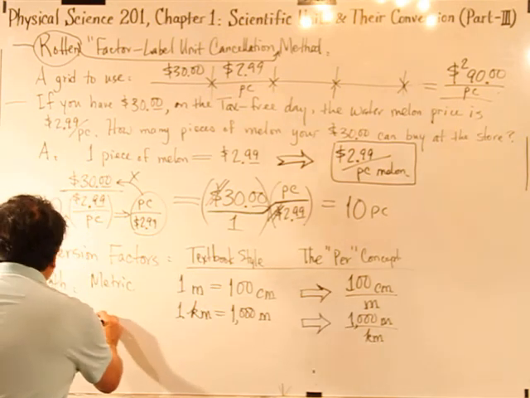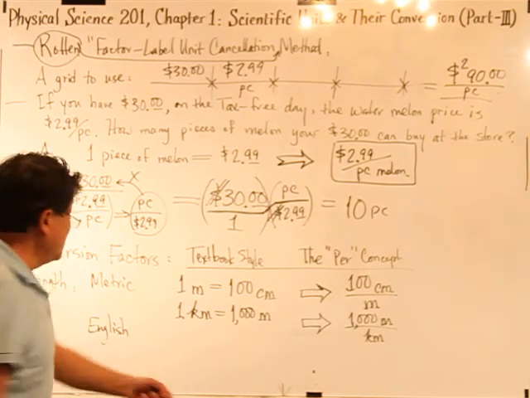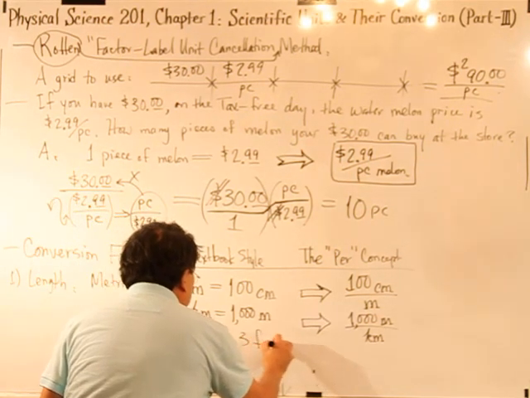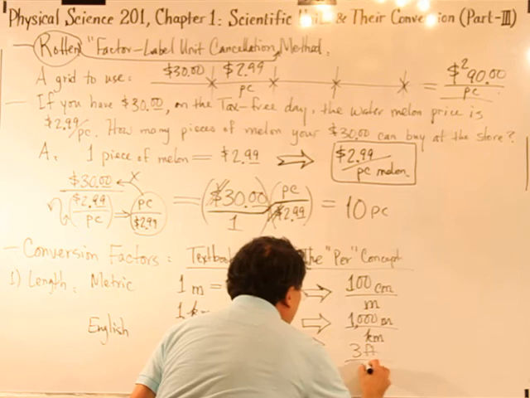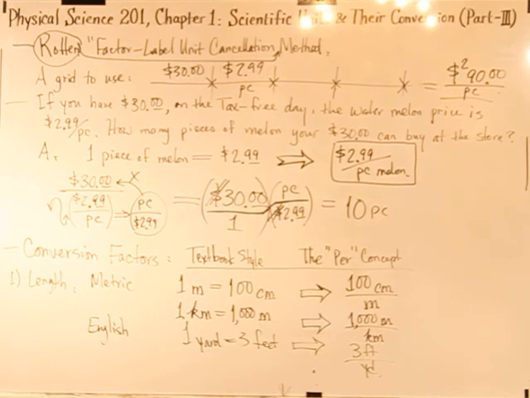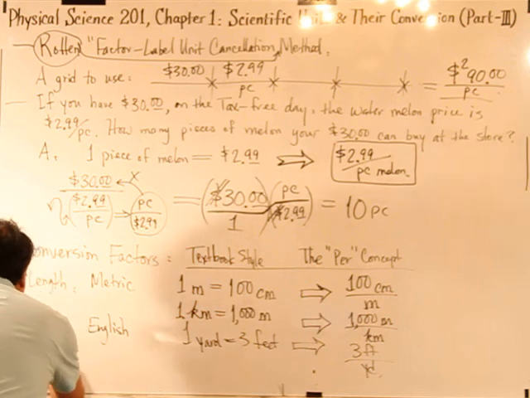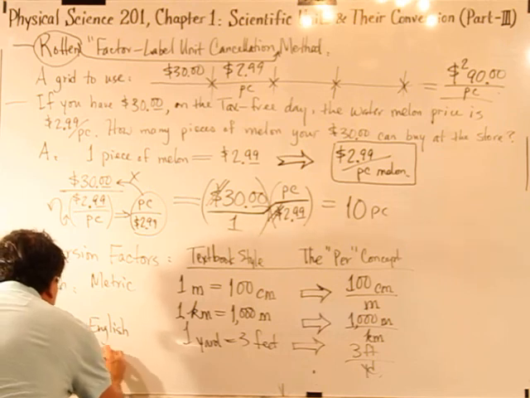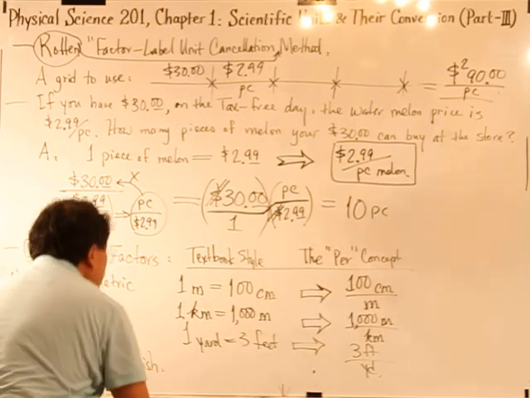Now here's the metric, and then next would be English, right? You have one yard. I say, okay, 1 yard equals 3 feet. So this is going to be listed as 3 feet per yard. Now that's a converting factor. Now what we need is between them. So then the second one is between metric and English for lengths, right?